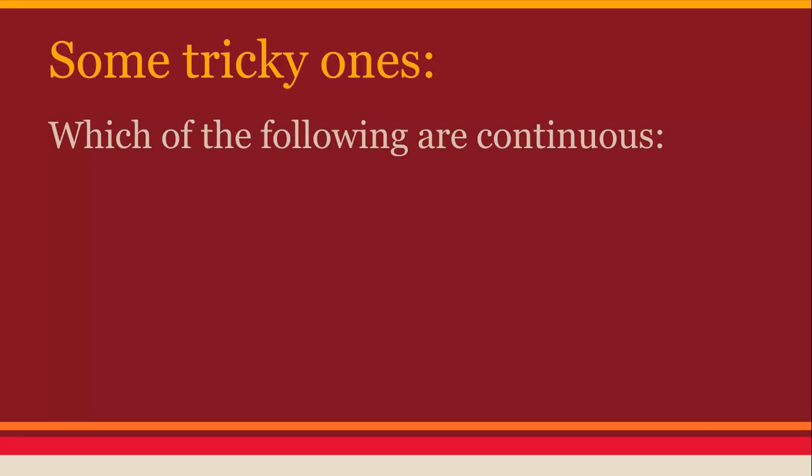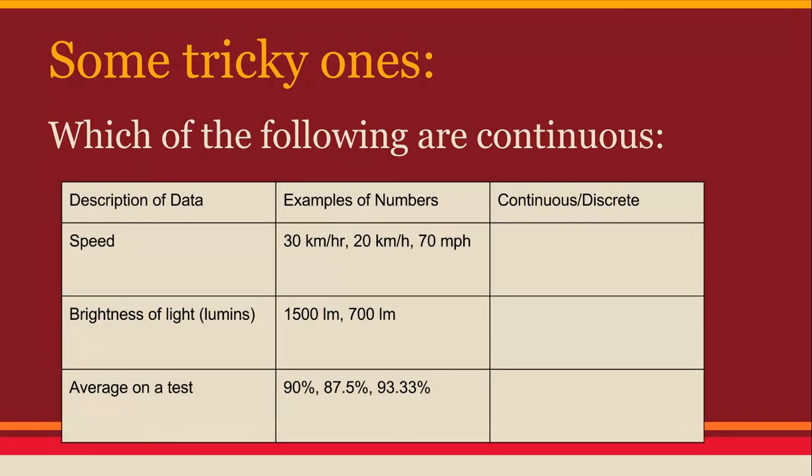Some tricky examples, which of the following are continuous? If we have speed, so something like 30 kilometers per hour, 20 kilometers an hour, 70 miles per hour, this is actually a continuous variable. It's continuous because you're measuring how many kilometers have been traveled in the hour. Brightness of light, so it's measured in lumens.